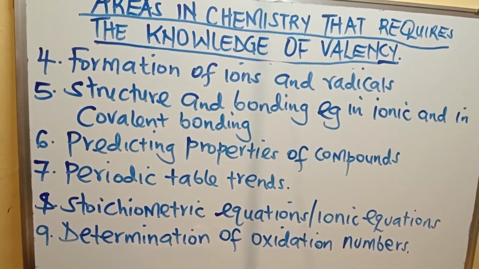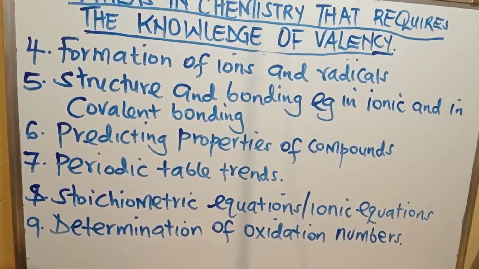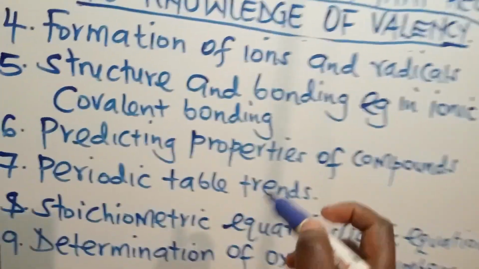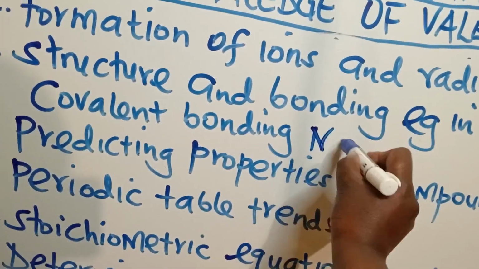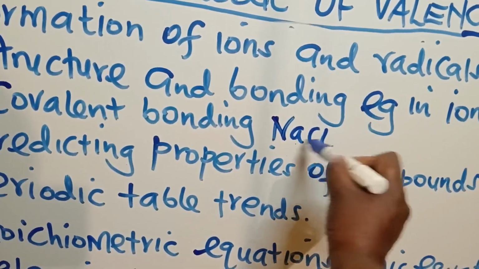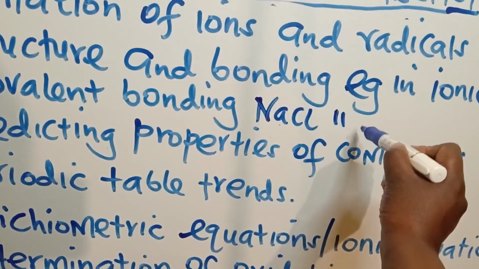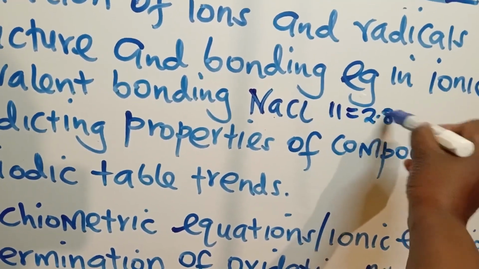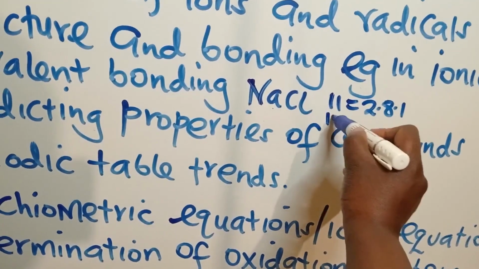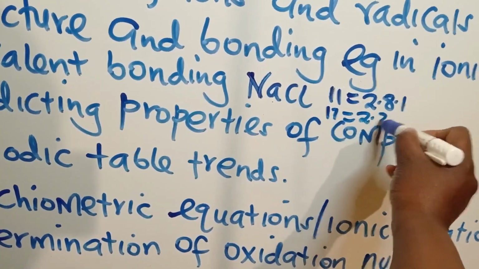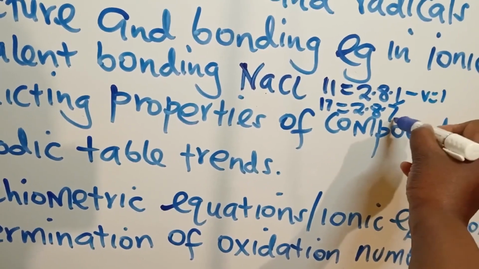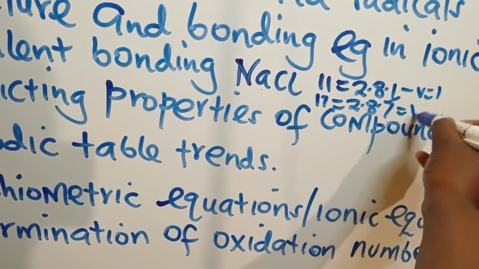The other area, number 5, is structure and bonding. For example, in ionic and in covalent bonding. We can give an example of when you want to form sodium chloride. You must know that sodium is in group 1 with atomic number 11. So 2.8.1 is the electronic arrangement. For chlorine, it is atomic number 17 with the 2.8.7. So this one is to lose 1, so valency is 1. This one is required to gain 1, so again valency is 1.